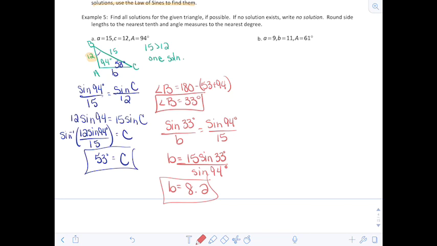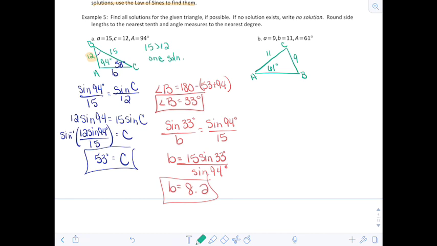Then we're going to look at the next one. So I have angle A at 61, side A at 9, and side B at 11. So there's A, B, and C. So I see that 9 is less than 11. So I know that maybe I have two solutions, or maybe I have no solution, or one solution.